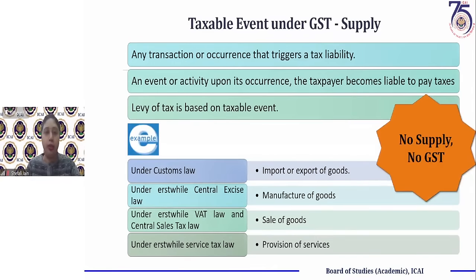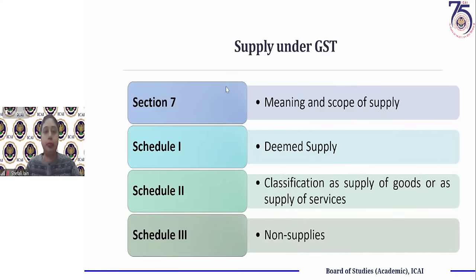Now we move further in taxable event. Now we have known that in GST, taxable event is supply. Under supply, GST law has defined supply in section 7. Plus, we have to take help of Schedule 1, Schedule 2, and Schedule 3 to the CGST Act, which cover the concept of deemed supply, then the classification of a supply as supply of goods or as supply of services, and Schedule 3, which contains the non-supplies, or you can say negative list, the activities which are neither supply of goods nor supply of services. So, this is the broad framework which we have to go through for understanding the concept of supply under GST.